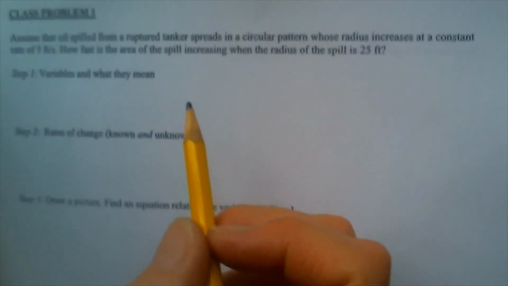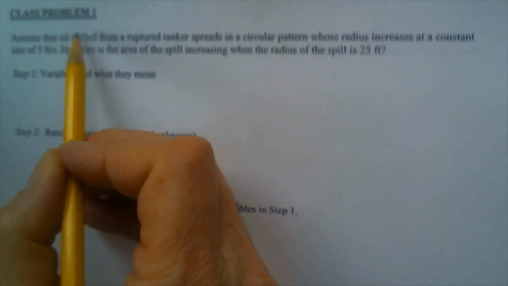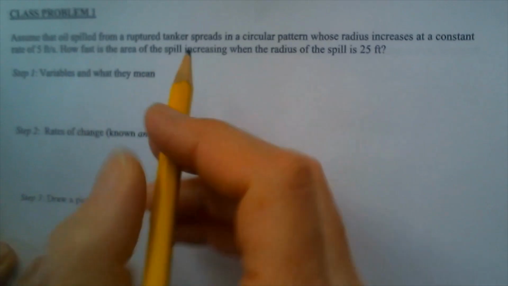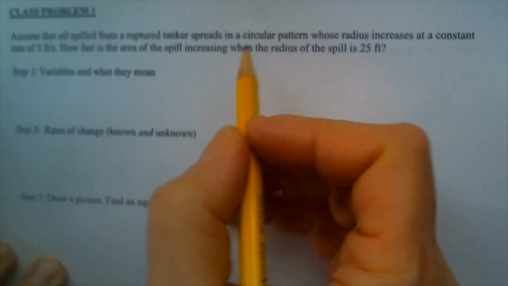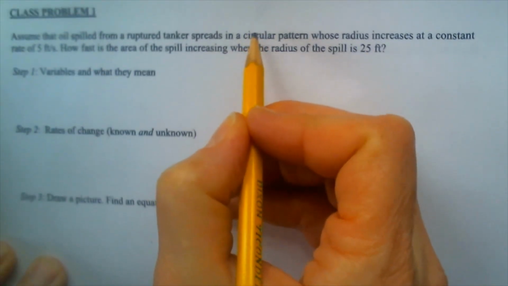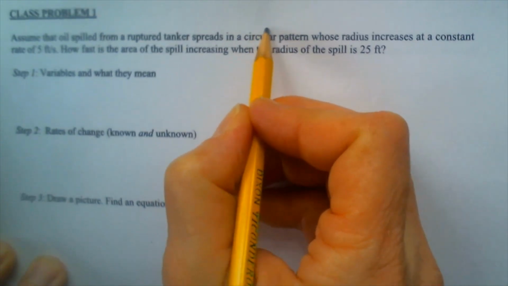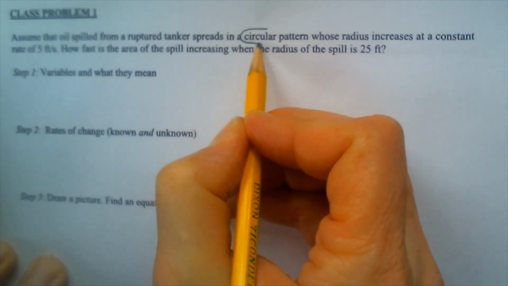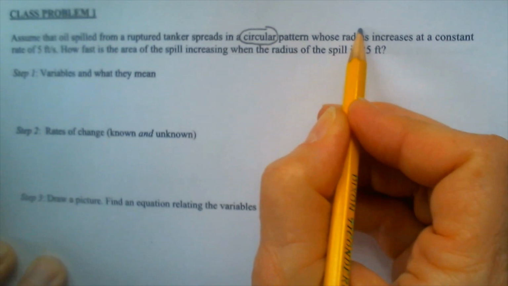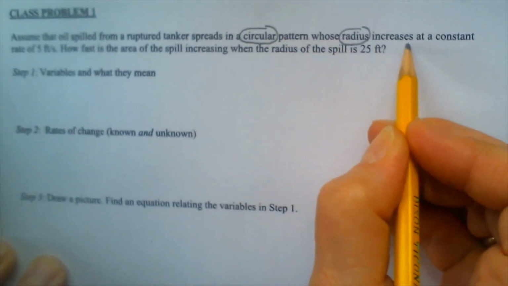So I'm going to start going over how you do these problems for related rates. First of all, we'll do page 2, class problem 1. This is the oil spilling from the ruptured tank. What we want to do is identify what geometric shape is involved in this problem, and this is a circle because it's a circular pattern, and it has radius, and the radius increases.